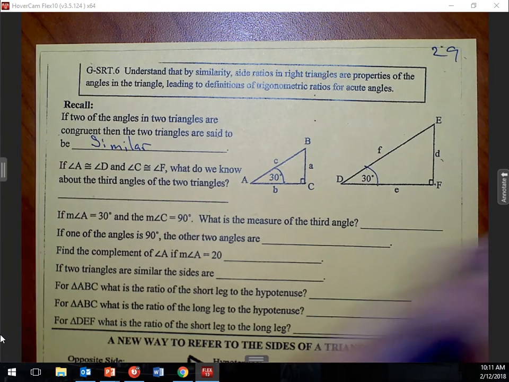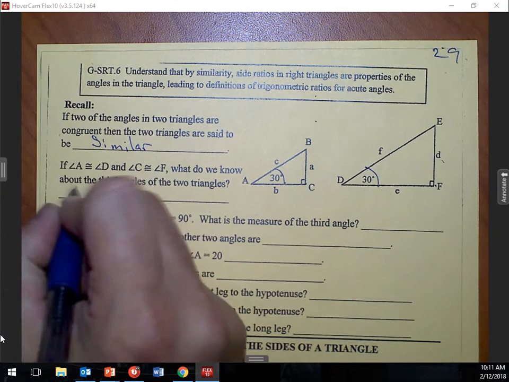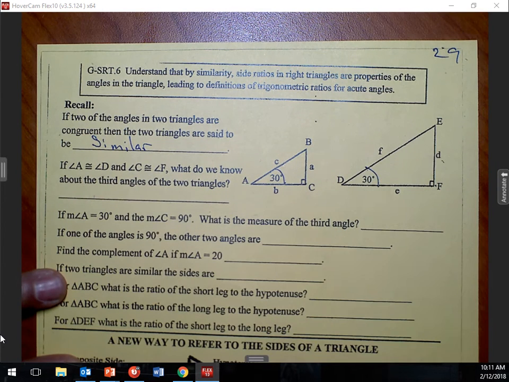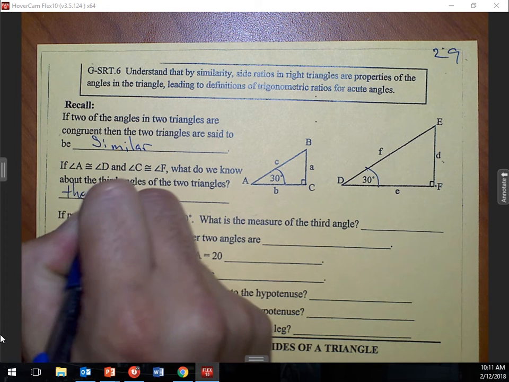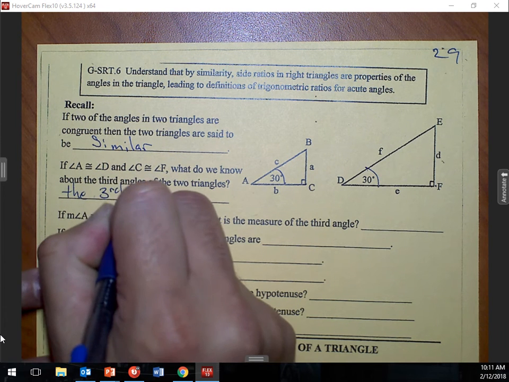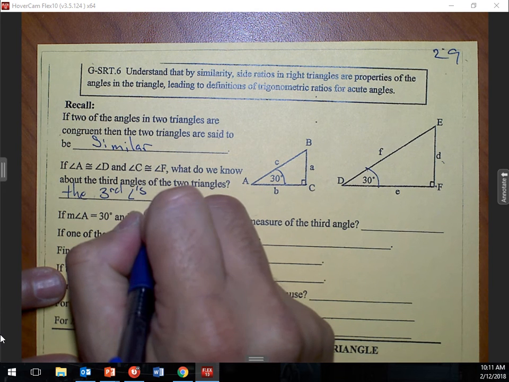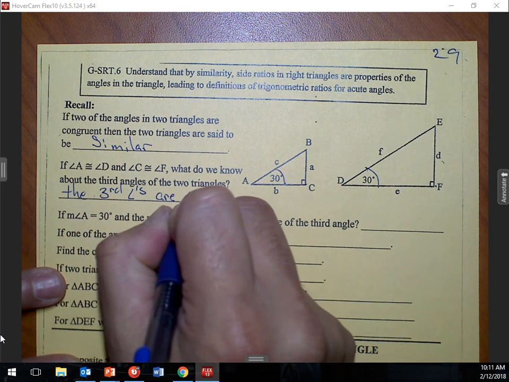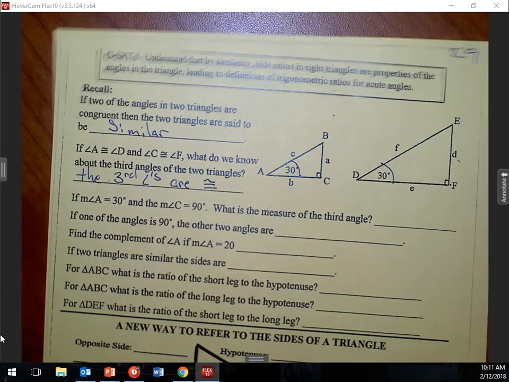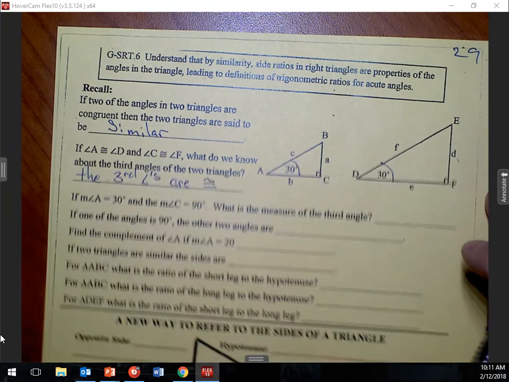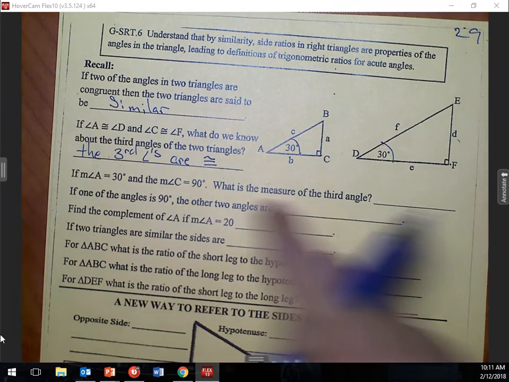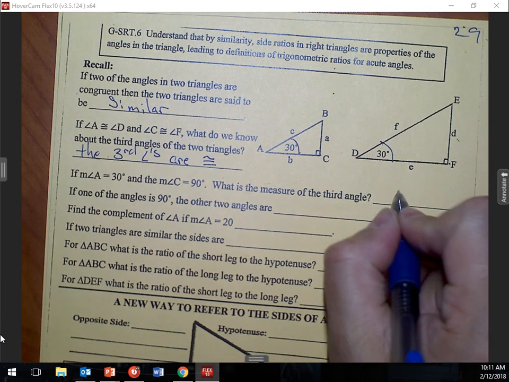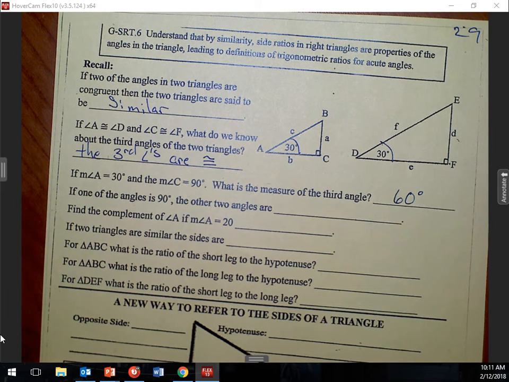Then I know that the third angles are going to be 60, but if they're both the same, what's the word I use for it? Congruent, right? So the third angles are congruent. Okay, so angle A is 30, C is 90. What's the measure of the third angle? We already said that. 60 degrees.